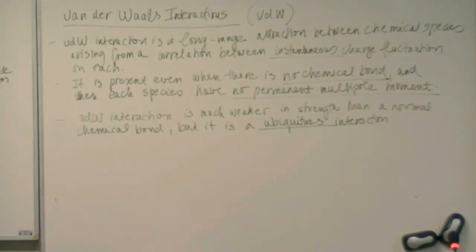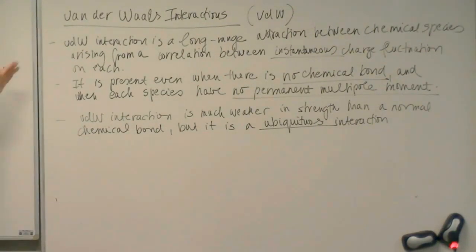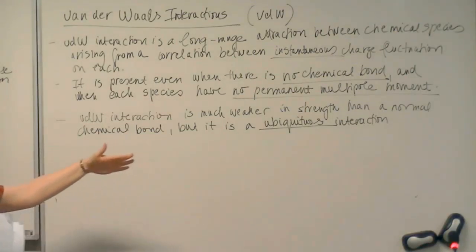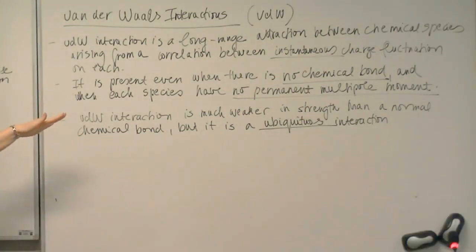Van der Waals interactions. So, let me summarize at the beginning. What is the van der Waals interaction? This is a long-range interaction between chemical species arising from a correlation between instantaneous charge fluctuations.